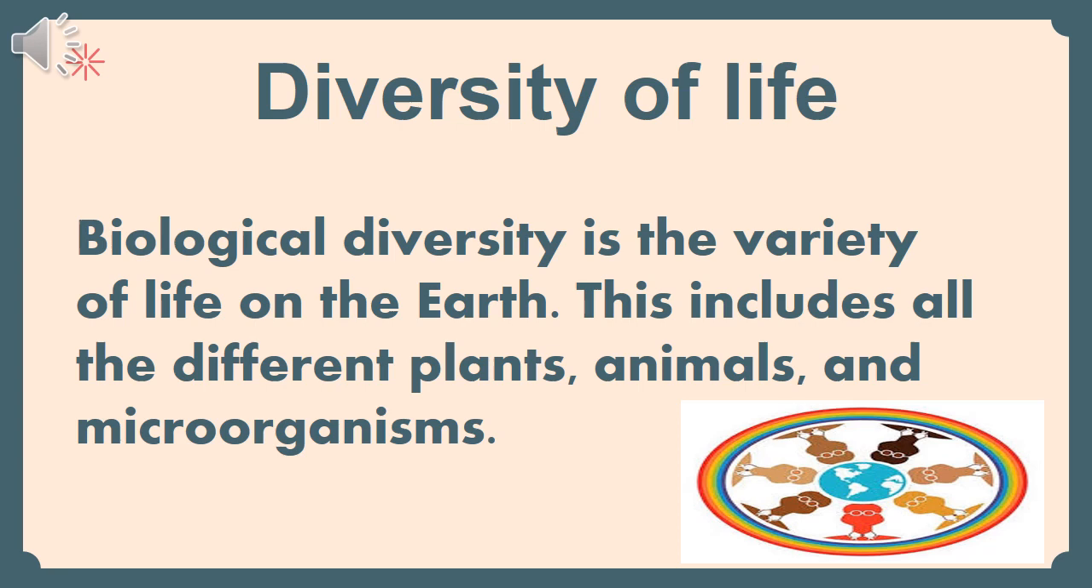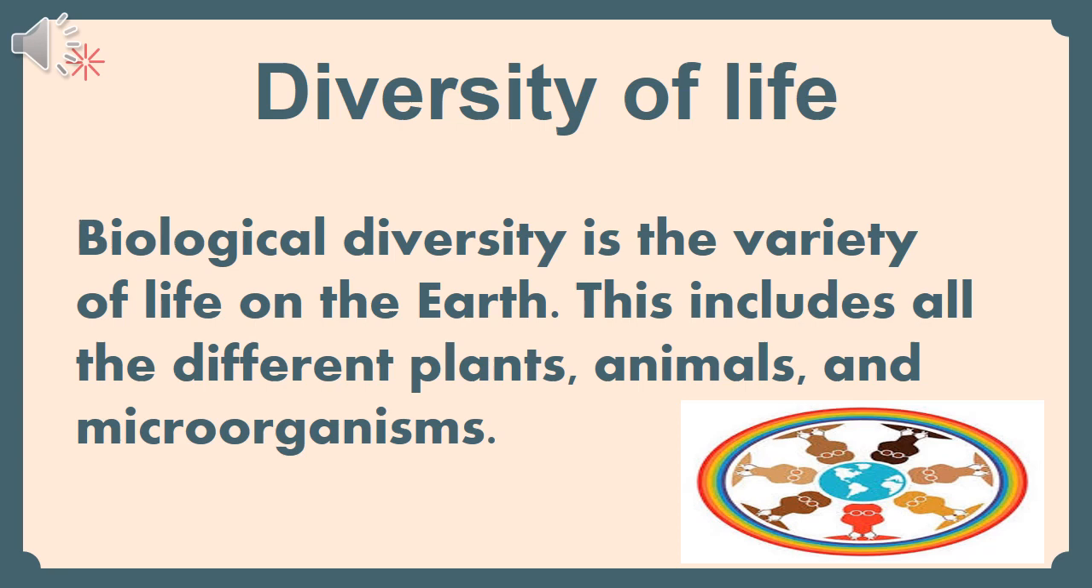Diversity of life is the variety of life on earth. This includes different types of plants, animals, and microorganisms. There are more than 20 lakh organisms found on earth, which affect one another in many ways to maintain balance in our environment. Some of them are visible to our eyes, for example, plants and animals. And some of them are not visible to our eyes, for example, microorganisms.